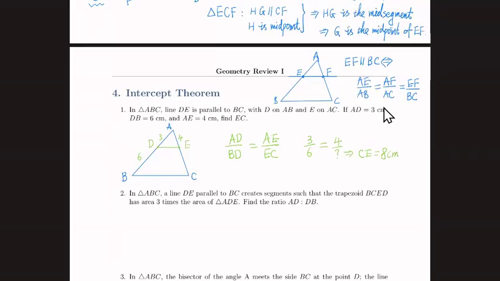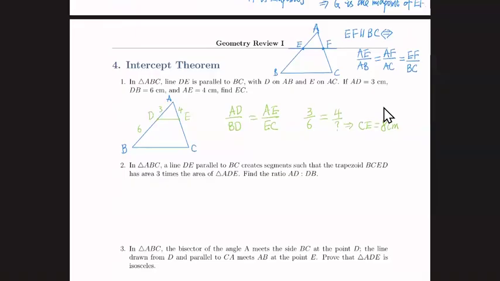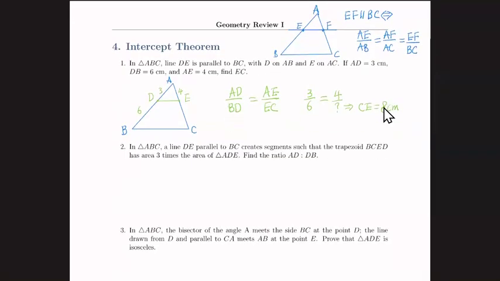Okay. What is this? Okay, next one, line ADE parallel to BC. No, different color.